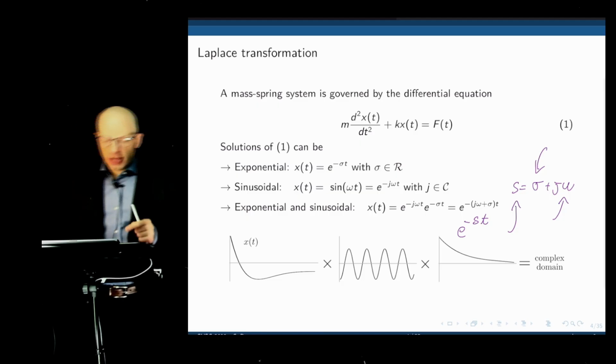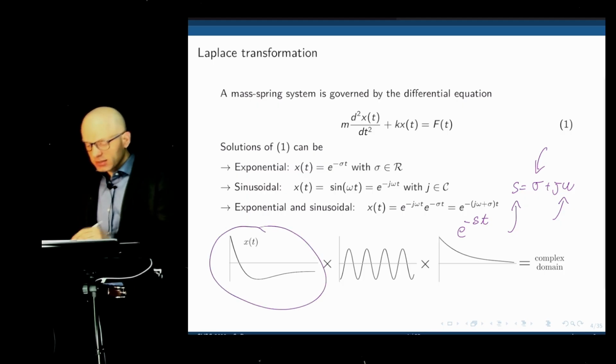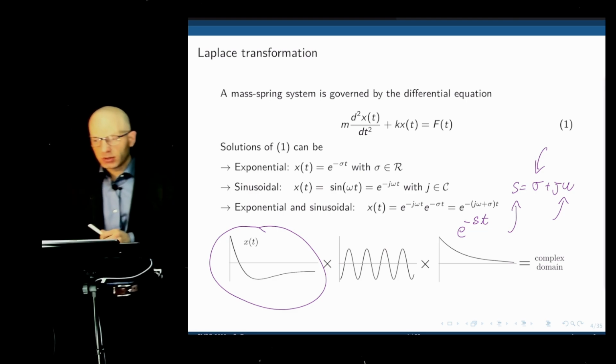It is a way to find what sigma we need and what omega we need in order to create the solution to the differential equation, which will then give us the signal of interest, in this case x of t, that it could be that one, for example.